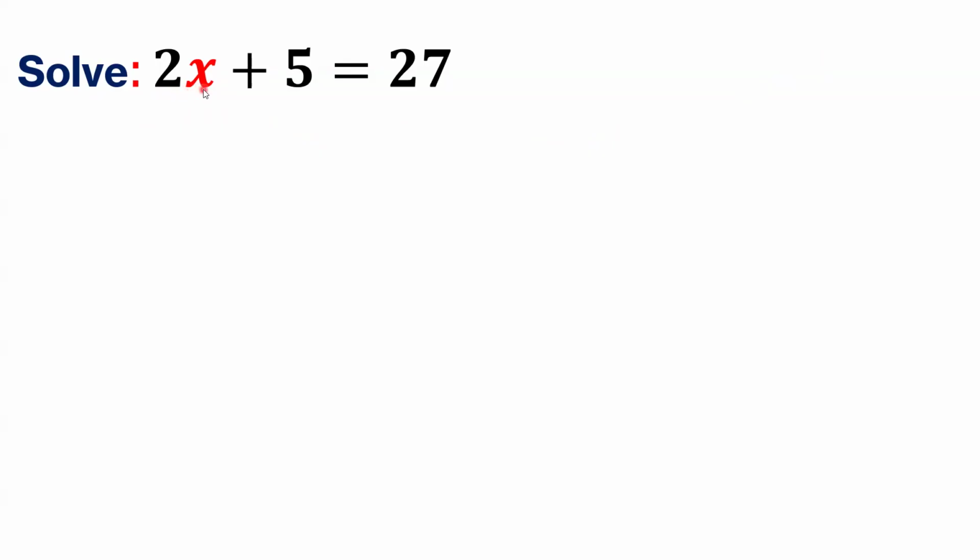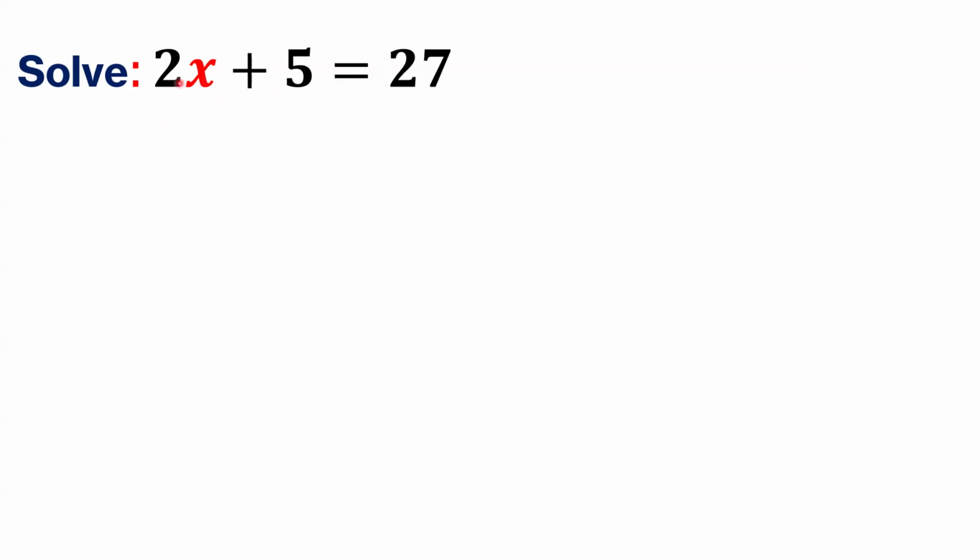I have 2 multiplied by x and then add 5 equals 27. So I have to get rid of these numbers beside the x. I will follow the opposite of the order of operations. In the order of operations, you multiply and divide first, then add or subtract. To solve the equation, I will use the opposite strategy, which is getting rid of the added or subtracted number first.